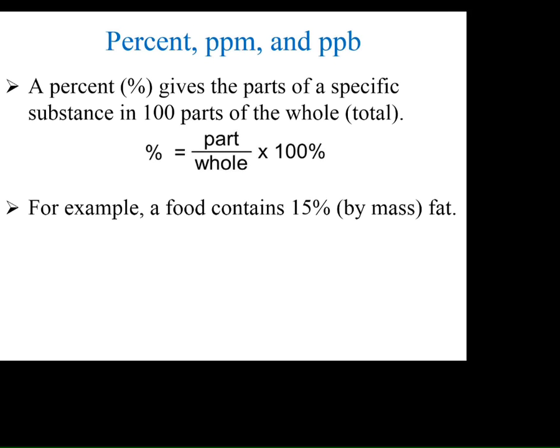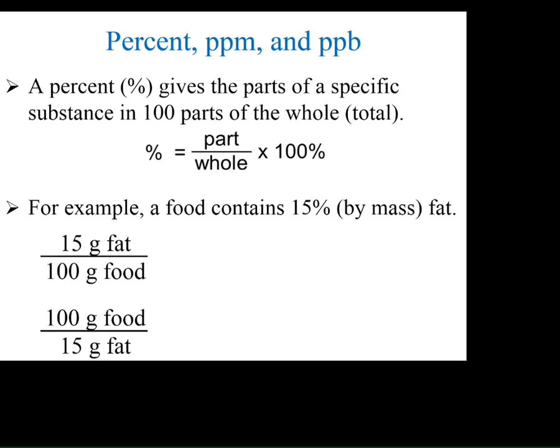So for example, maybe you have a food that's 15% by mass of fat. Well, that means it's 15 grams of fat out of every 100 grams of food. Because a percentage is always out of 100, right? So 15% is 15 out of 100. 5% is 5 out of 100, or whatever it is. It's always out of 100.